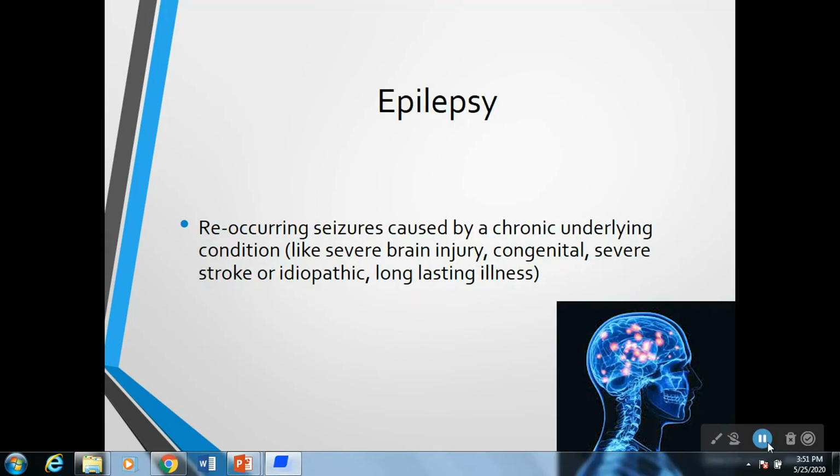Epilepsy is a little bit different. Seizures are usually just like a one-time deal. Like I said, it could be caused from a high fever or injury. Epilepsy is recurring seizures caused by more of a chronic underlying condition, like a severe brain injury, congenital conditions, a severe stroke, idiopathic, meaning they're not really sure where it's coming from, maybe a long-lasting illness.